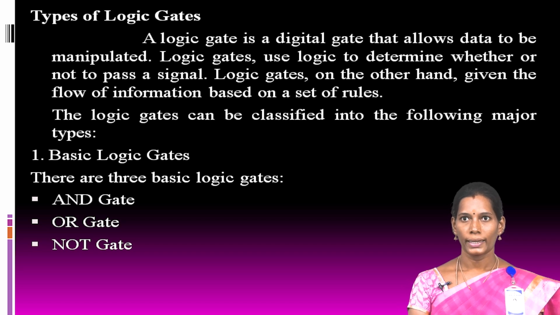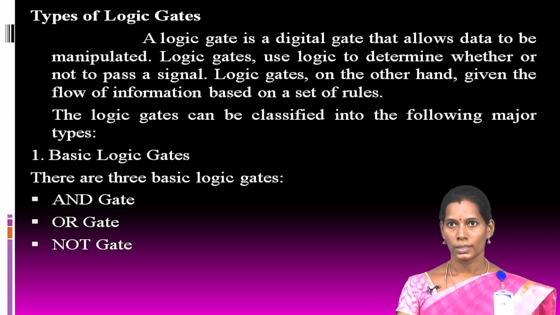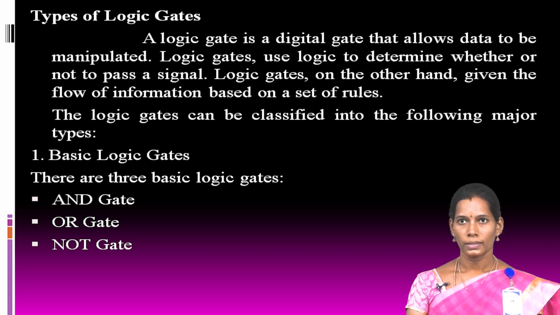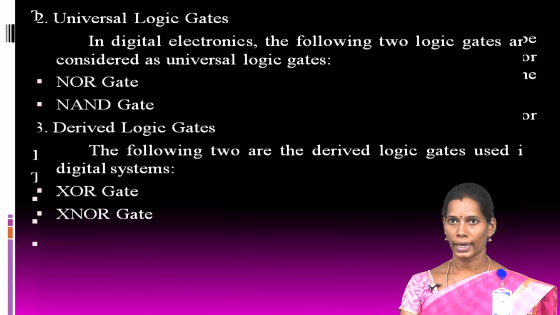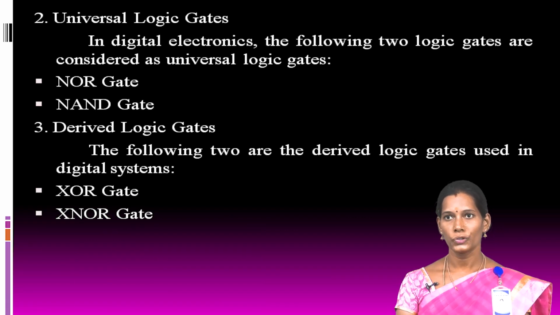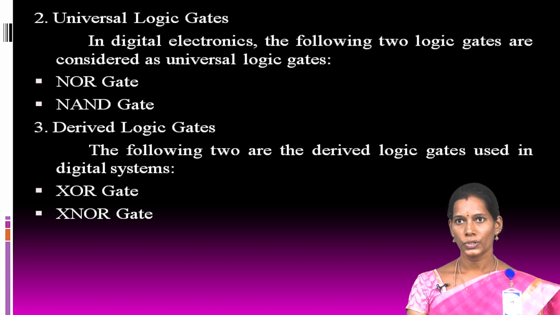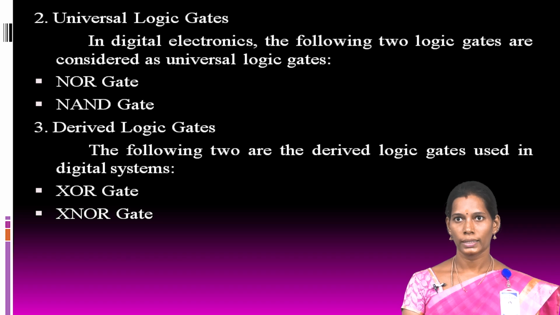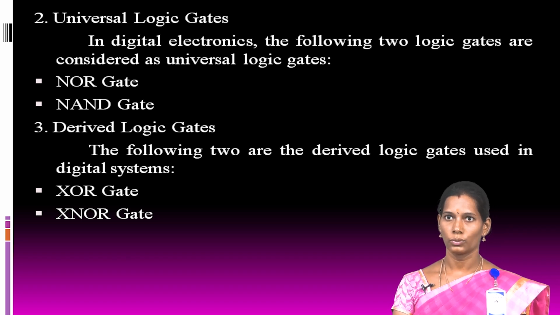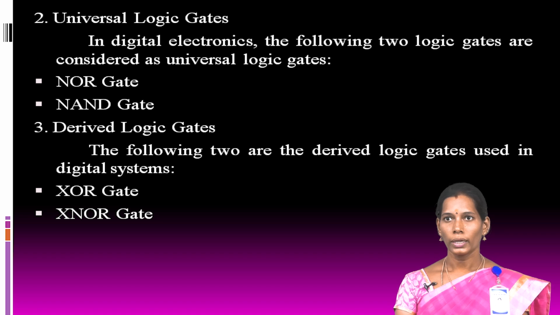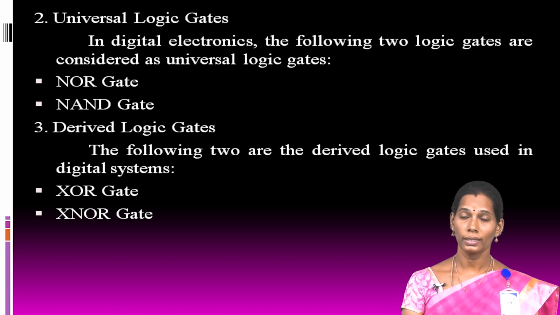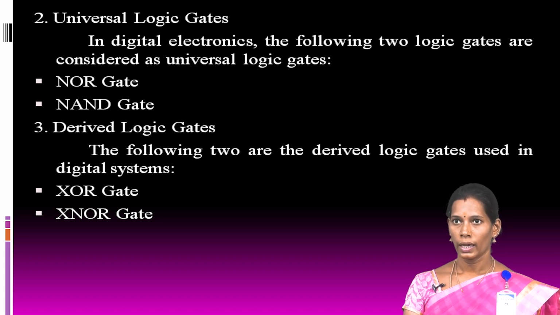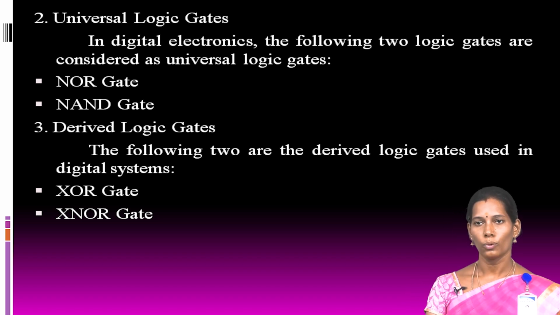The logic gates can be classified into the following major types. One is basic logic gates. There are 3 basic logic gates: AND gates, OR gates and NOT gates. The second one, universal logic gates. In digital electronics, the following 2 logic gates are considered universal logic gates: one is NOR gate and the second one is NAND gate. And third one, derived logic gates. The following 2 are the derived logic gates used in digital systems: XOR gate and XNOR gate. Let us now discuss each of these types of logic gates in detail one by one.